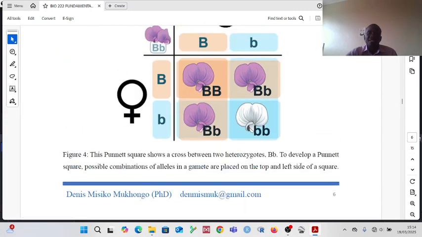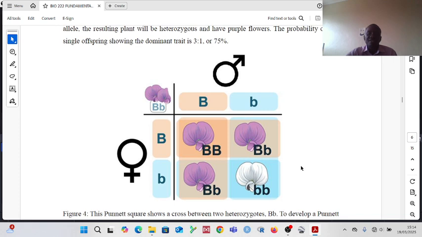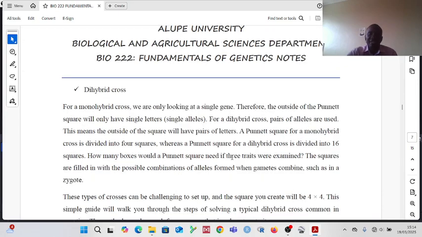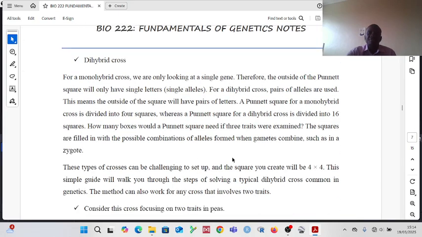So, this is a monohybrid cross, because the trait that we are looking at is one. In this case, the color of the flower. That is the trait. That is the characteristic. So if the trait that we are looking for is just one, it means we are only interested in one gene. So it is a monohybrid cross. But there come times when you have to think of a dihybrid cross. Okay. A dihybrid cross.